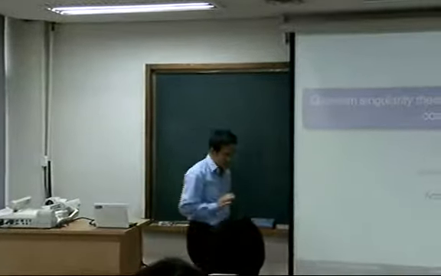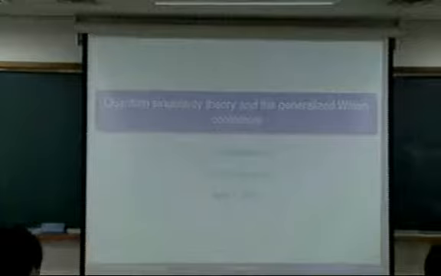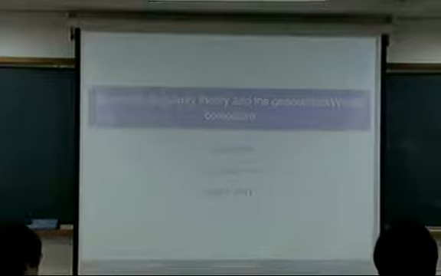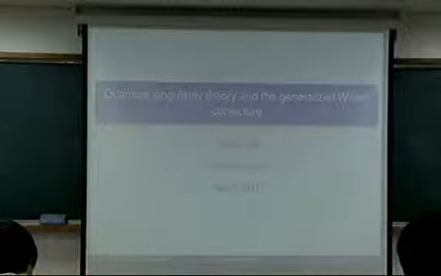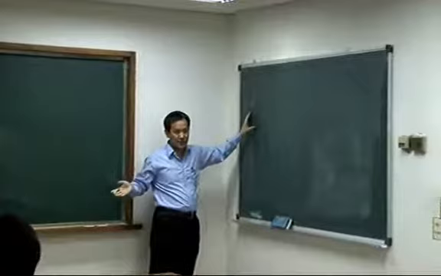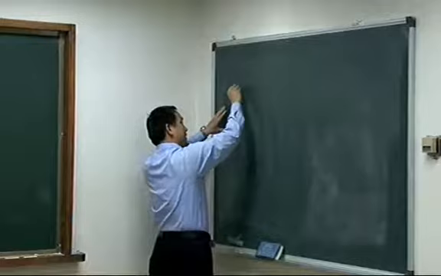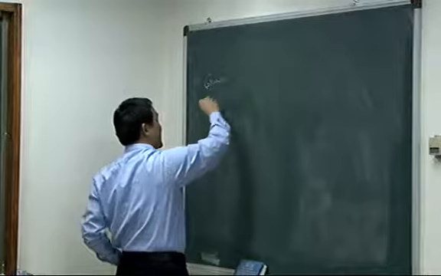To explain the background at the beginning. So maybe some students or some researchers here know the theory of Gromov-Witten invariants. Here I just compared the Gromov-Witten theory with the theory of quantum singularity. At first I remind you of some structures in Gromov-Witten theory.